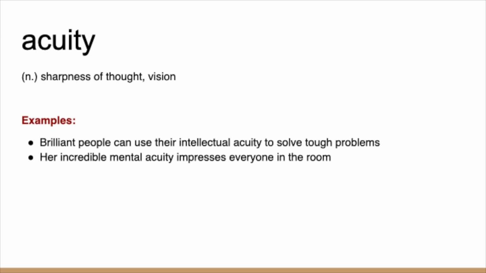Let's look at a second example here. Her incredible mental acuity impresses everyone in the room. Again here, mental acuity. We know that mental is something related to the brain. So mental acuity is the brain's sharpness of thought or the brain's vision. And it also basically means smartness. So again, next time if you are going to use smartness, try to use mental acuity instead. So again here, her incredible mental acuity or her incredible smartness impresses everyone in the room.